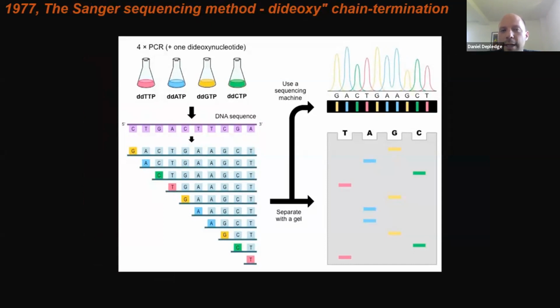The simple idea behind it is that you can generate DNA fragments of different lengths. You can terminate these with labeled nucleotides. And depending on where the termination occurs, depends on where you'll see a fluorescent band.